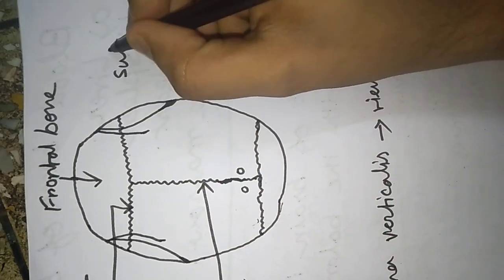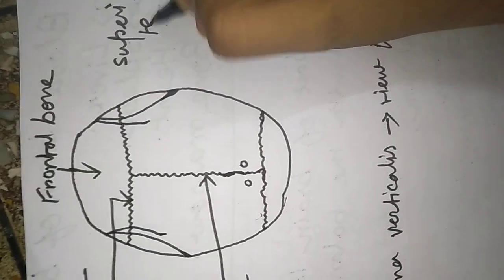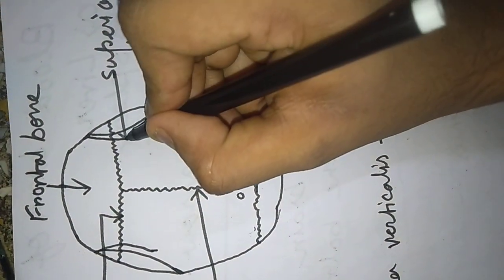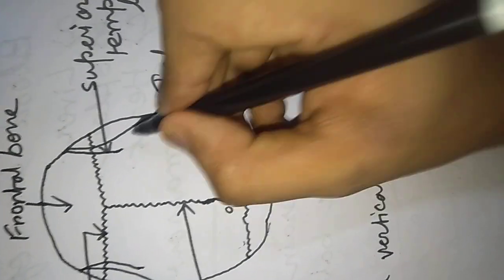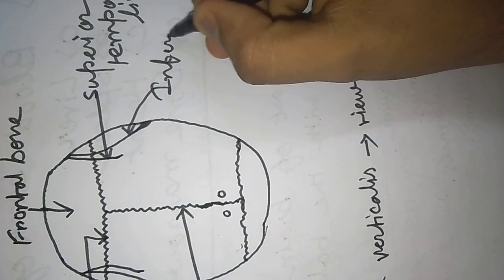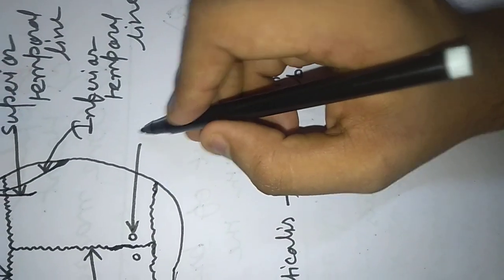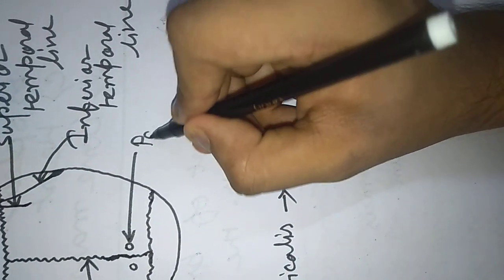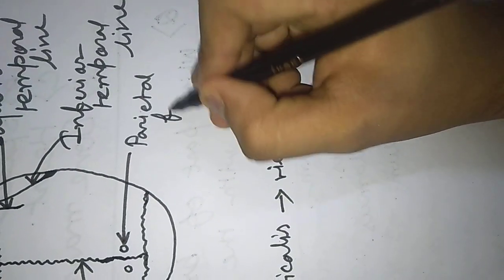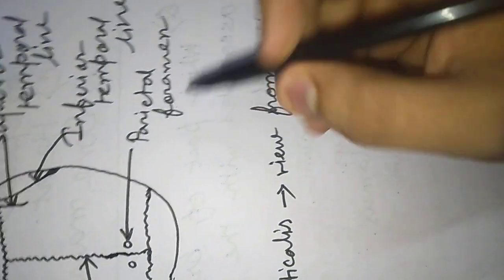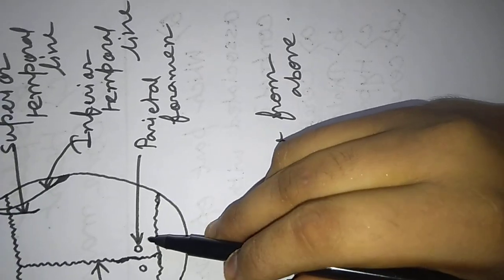This is called the superior temporal line, and this is called the inferior temporal line. These are also foramens, and these are called parietal foramen. Why is it parietal foramen? Because these foramens are present on the parietal bone, so it is called parietal foramen.